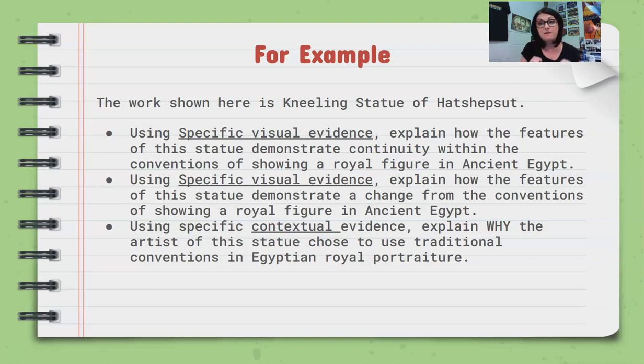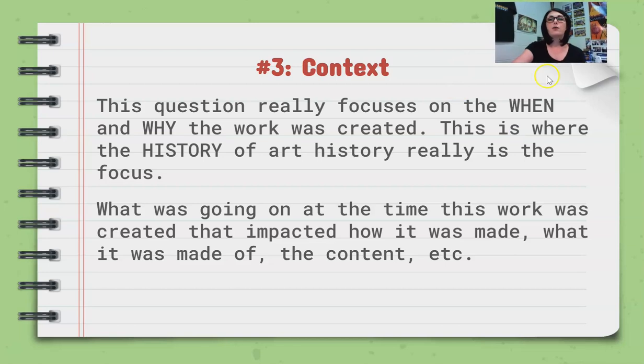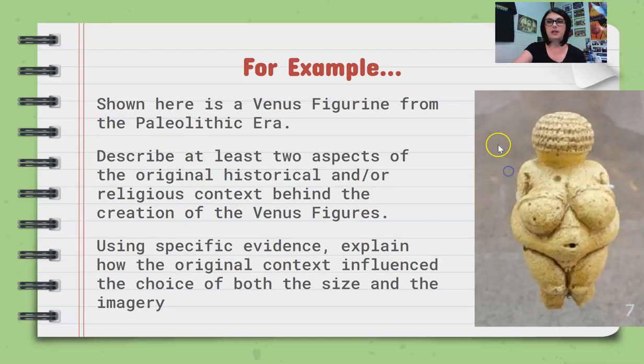That is specific contextual evidence, right? That this is what was going on at the time. This is why it looks the way that it does. This is why she continued. All right, so question number 3 is a context question, all right? Context focuses on the why. So this question I really like to explain. This is the art history. This is the history part of art history. What was going on at the time that made this work of art look the way that it does, either in how it's made, the content, what's going on in the scene, all of those things, all right?